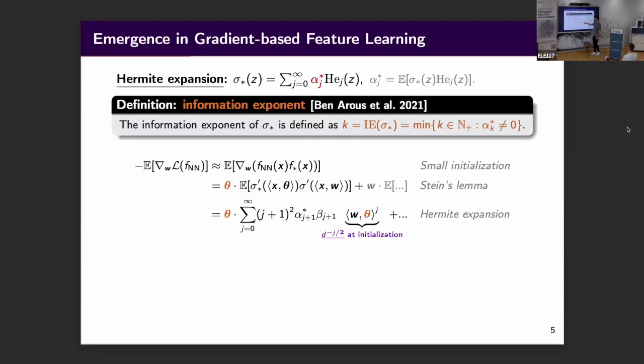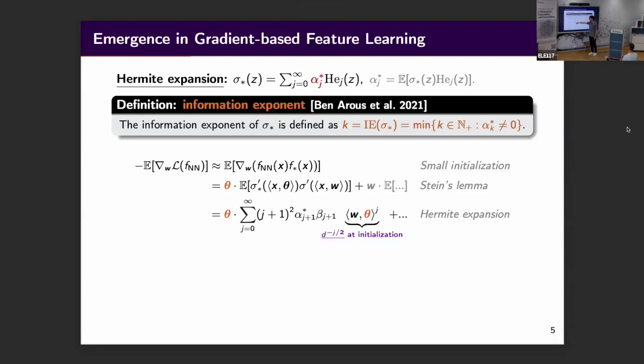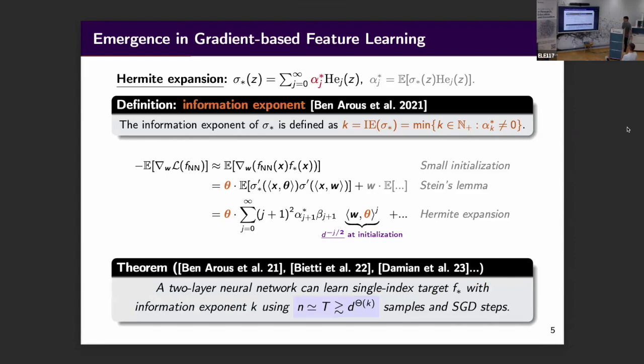Now if the information exponent is k, that means the first k minus 1 terms in the sum are going to be 0, and the inner product is going to vanish in high dimensions. So if the information exponent is high, the expected magnitude of the gradient is small. Therefore, you will need more samples to concentrate. Many works show that if you train a two-layer neural network to learn the single index target function, you need something like d to the k samples. This could be k minus 1, or could be k divided by 2.